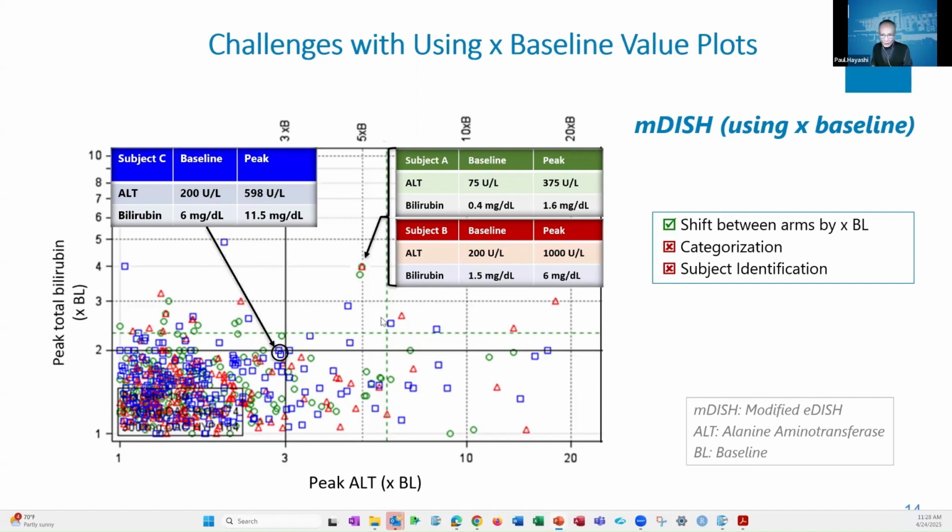So mDISH is okay. You can look for shift from baseline, but do not try to categorize and do not try to subject identify. In fact, I would encourage you, if you are generating mDISH plots, do not put these 4 quadrants in. And certainly do not label them as Hy's law, Temple's. That would be incorrect. Those quadrants and those labels do not apply and are not useful in an mDISH plot.